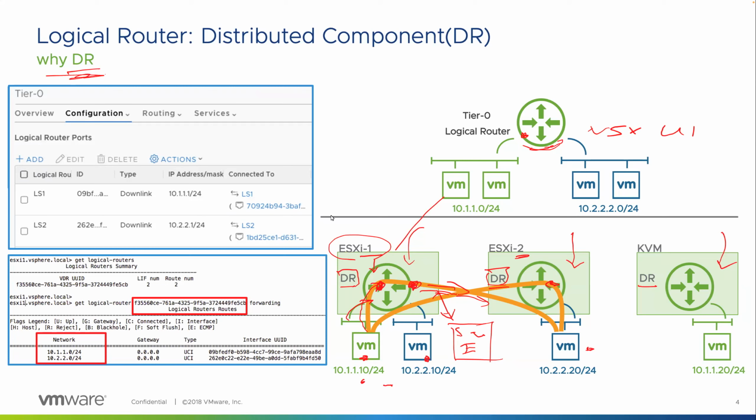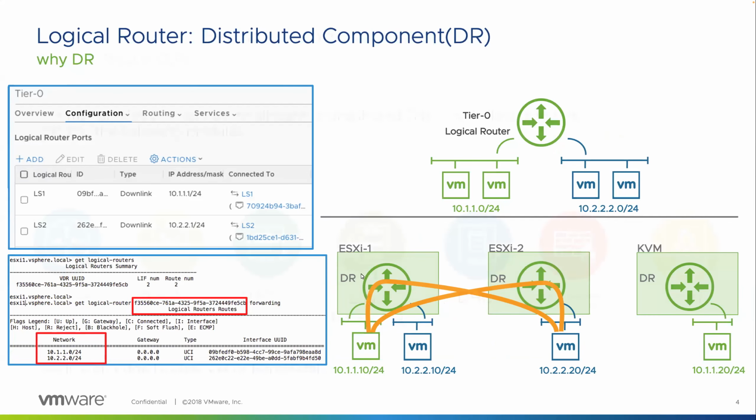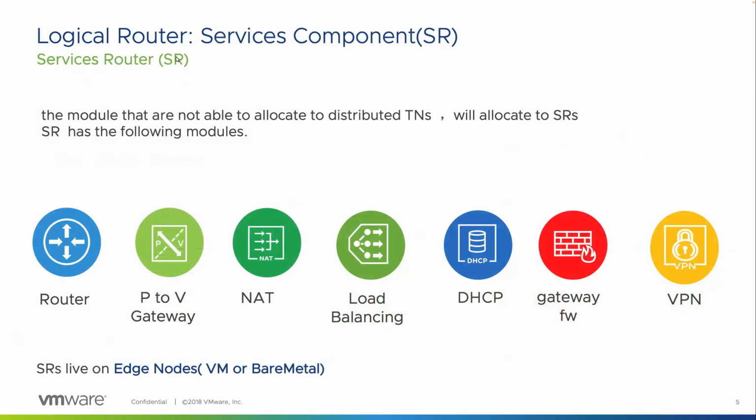This is an advantage of the NSX system, because from the beginning they care about how local traffic, or how all of the traffic, traverses. So let's talk about the SR. As I said, the SR is a centralized point where we can handle the centralized services.